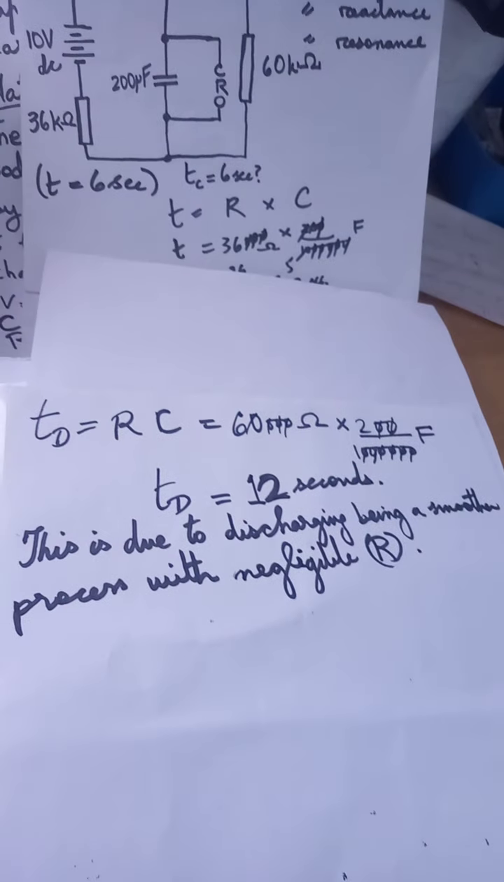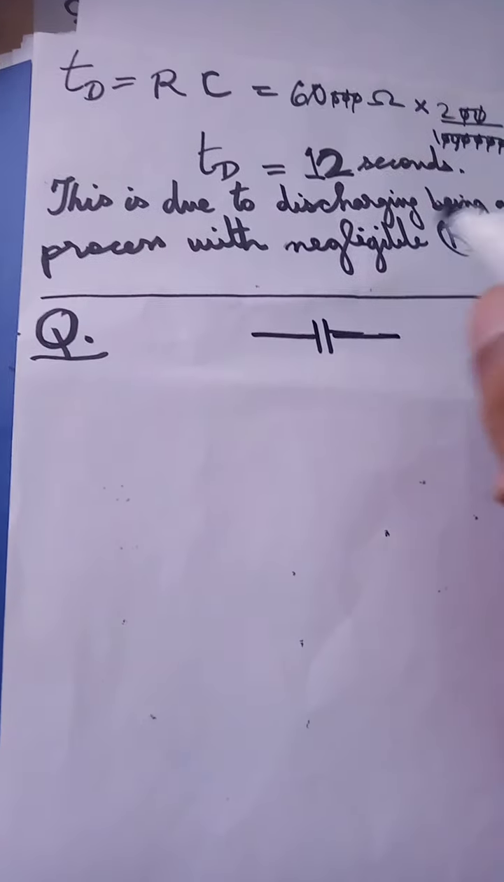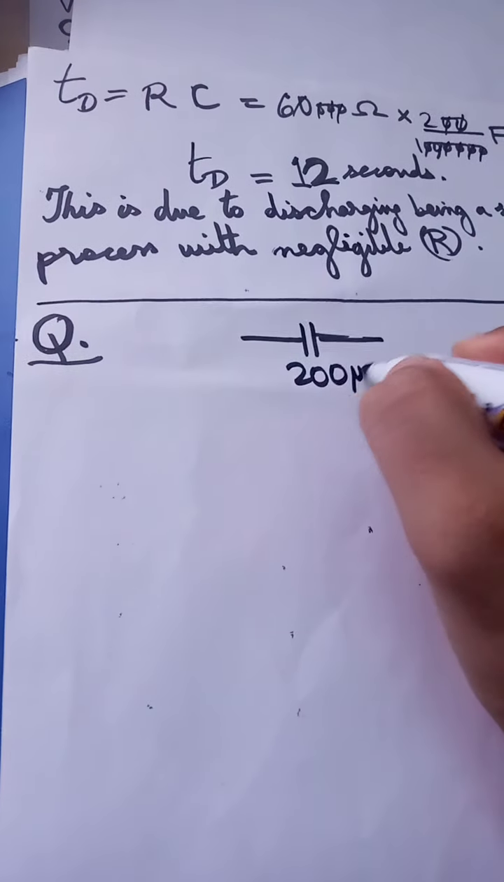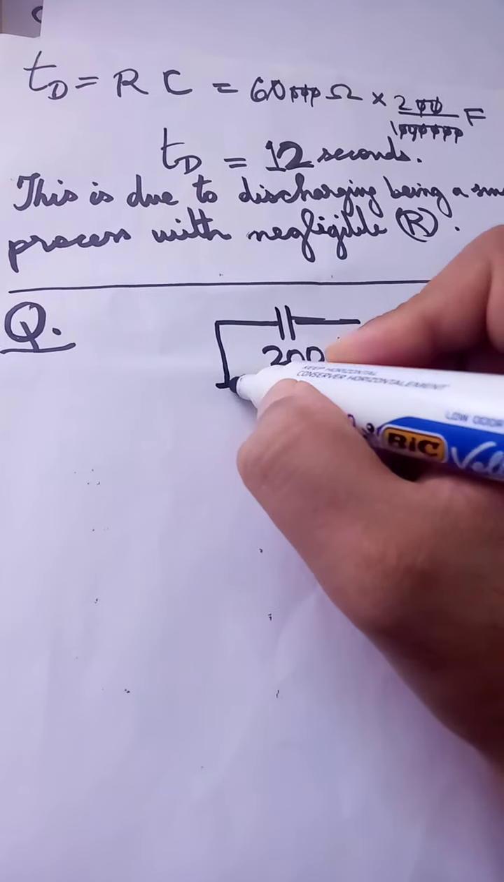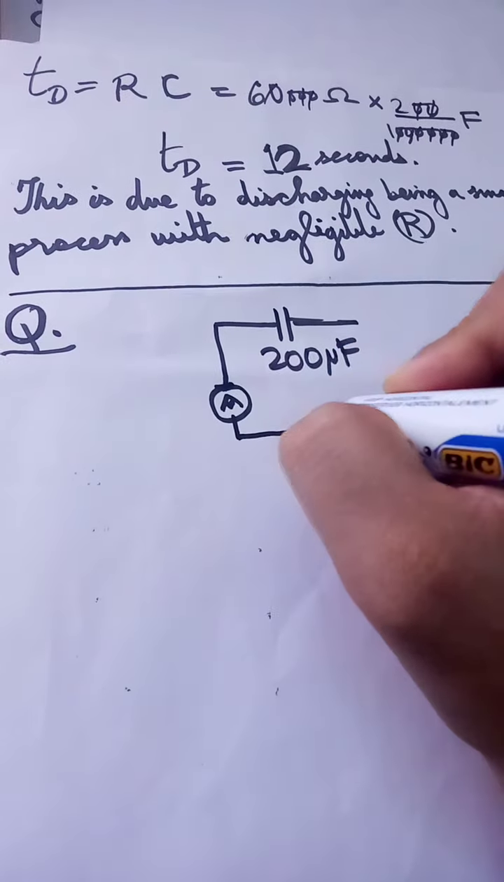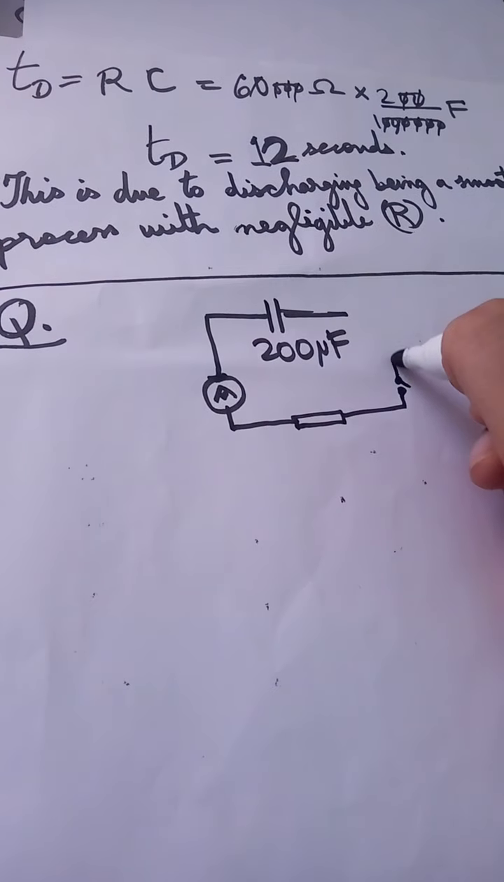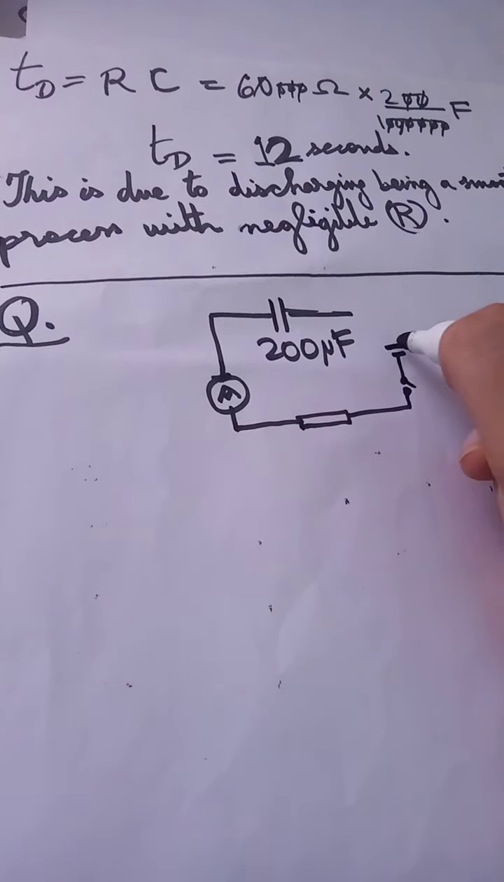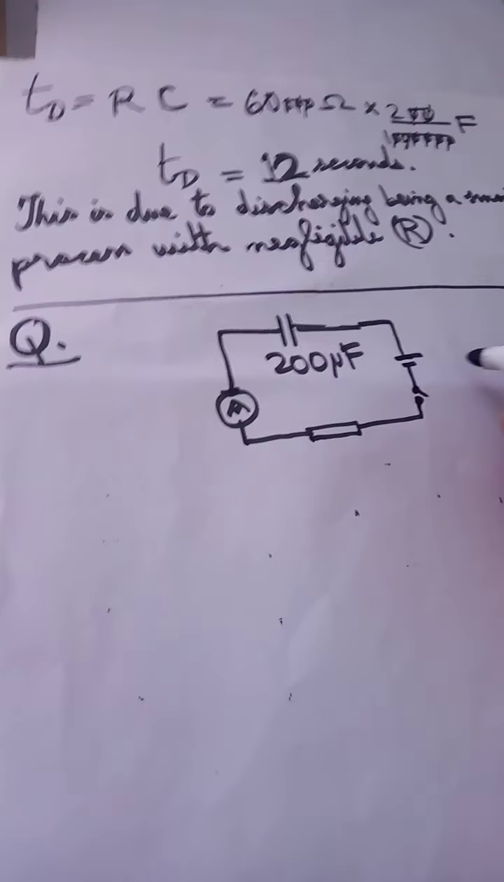Bear with me, please. Okay, so I've got a question for you. I've got a capacitor, and the capacitor's value is 200 microfarads, and the potential difference across the battery is 30 volts.